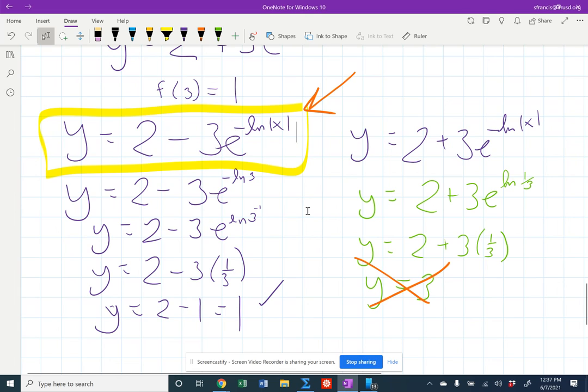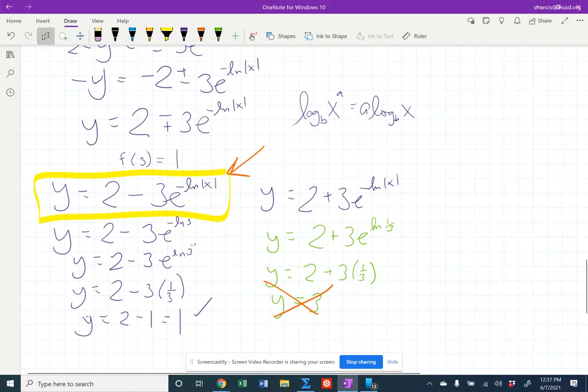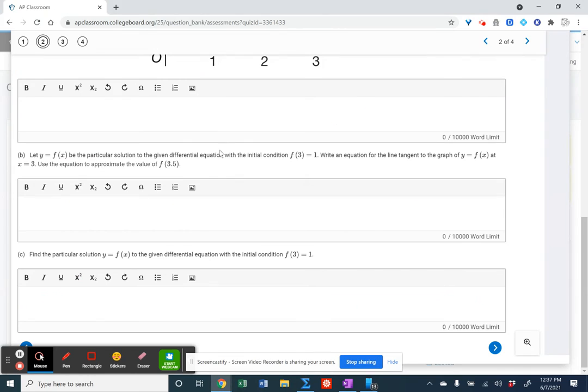Even if that last step was a little bit challenging, doing all of the other steps would have gotten you 4 out of 5 points, which is a lot. And if you would have got 4 out of 5 points, that would be an excellent job.